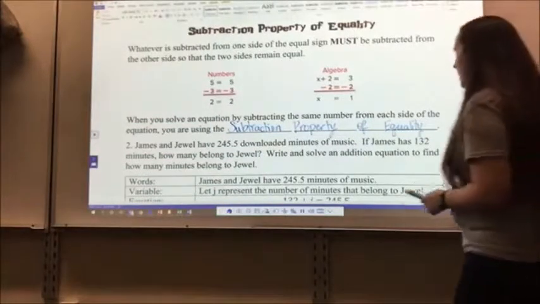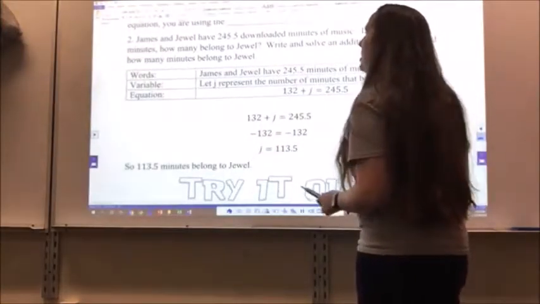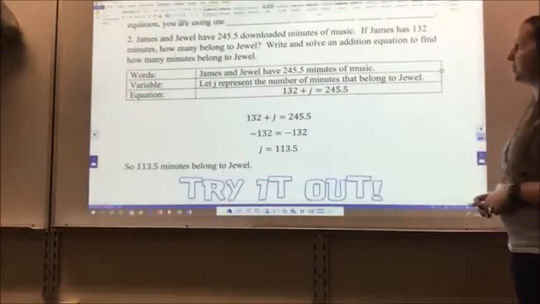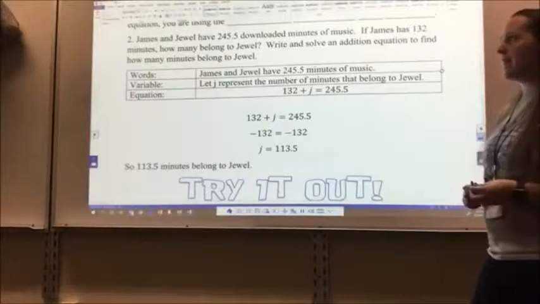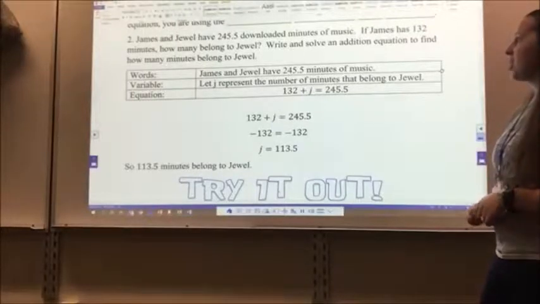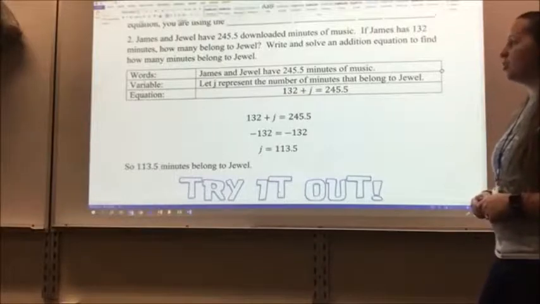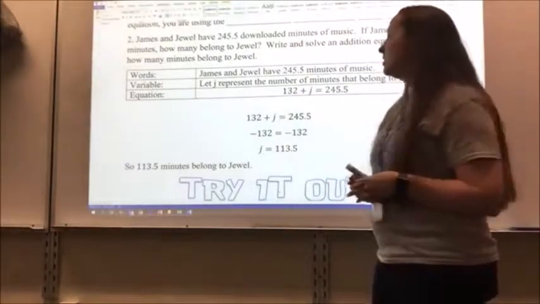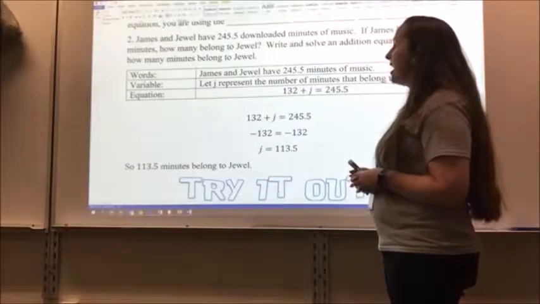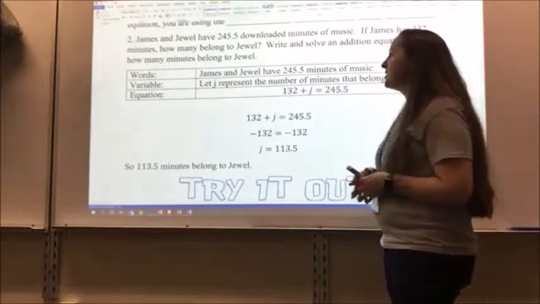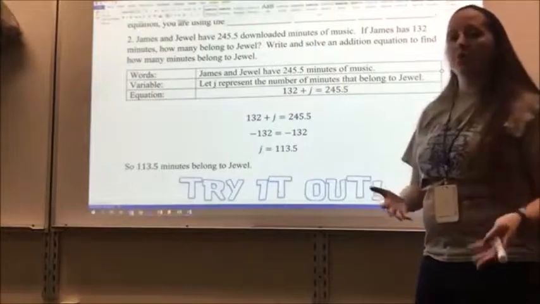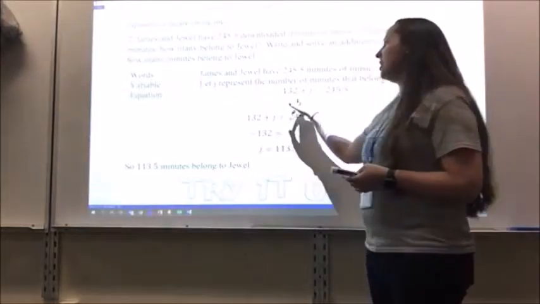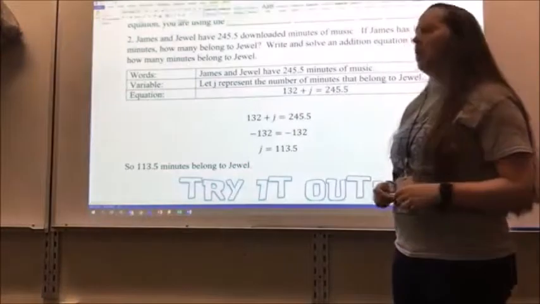So let's take a look at an example. For number 2, James and Jewel have 245.5 downloaded minutes of music. If James has 132 minutes, how many belong to Jewel? Write and solve an addition equation to find how many minutes belong to Jewel. We know that James and Jewel have 245.5 minutes together, combined, and I know that James has 132 minutes. So I can let J represent my variable for how many minutes of music Jewel has. And I add 132 plus J equals 245.5.